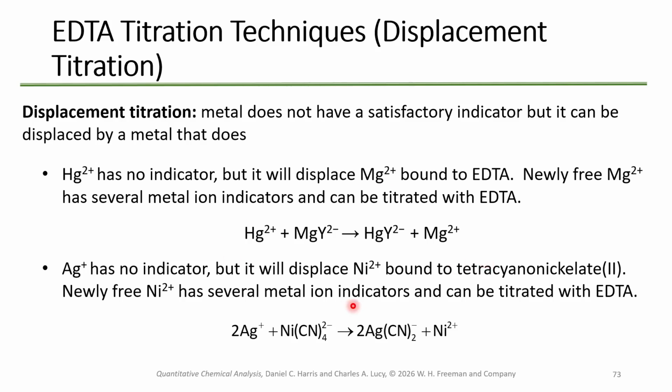Okay. Silver has no indicator. It will displace nickel 2 plus bound to tetracyanonickelate. The newly free nickel 2 plus has several metal ion indicators, of course, and these can be titrated with EDTA. And so right here, we actually are doing a displacement off of this tetracyano. And so the silver is displacing the nickel. Once the silver has displaced all the nickel, we'll have our maximum concentration of the nickel there.